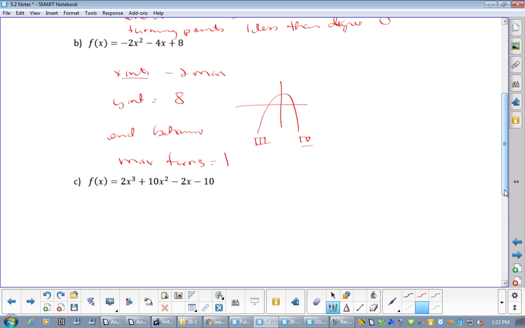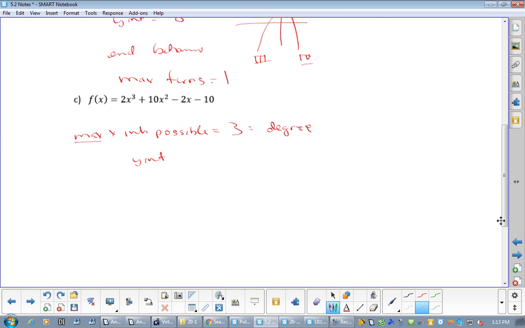How about C? X-intercepts possible equals 3. What's the rule? Equals degree. Let's put max in front, because it doesn't have to have 3. It can have 1 if it wants, but the maximum number is 3. What would be the y-intercept? Don't get caught this time. -10.